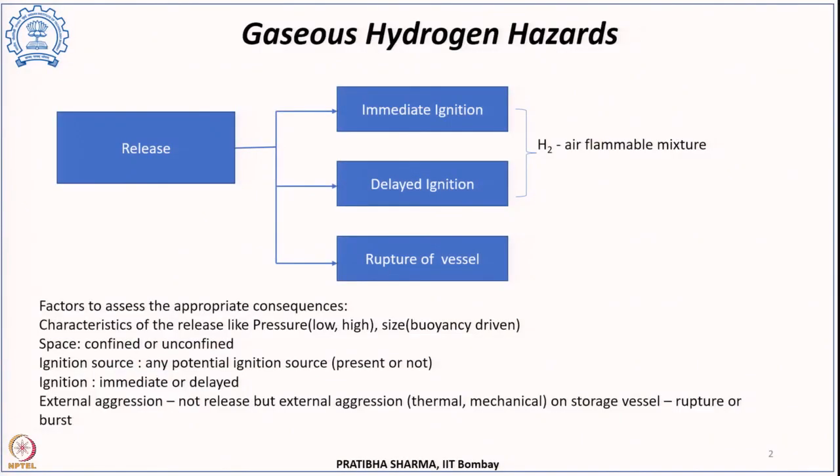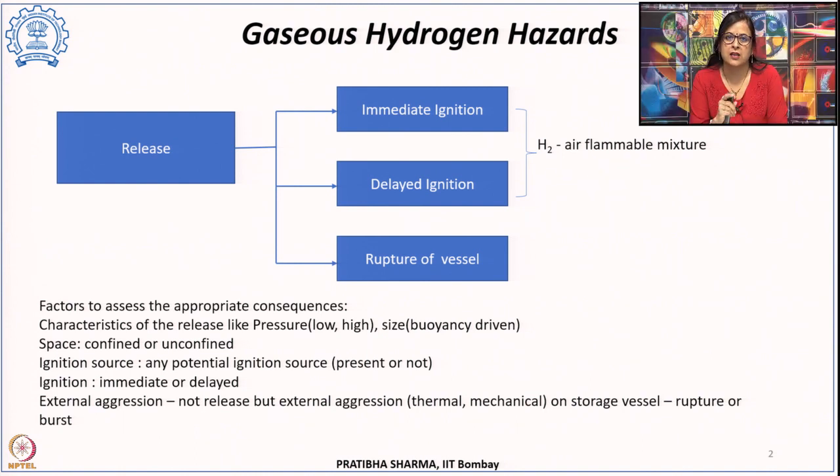Now, if there is a hydrogen release, if let's say it's a gaseous hydrogen release, then that can result in several hazards. The release of gaseous hydrogen can be followed by an immediate ignition or by a delayed ignition. This will happen when the hydrogen and air form a flammable mixture, and at the same time a source of ignition is present which ignites this flammable mixture. Now, they will have different consequences. This is when the ignition of the gaseous hydrogen release takes place.